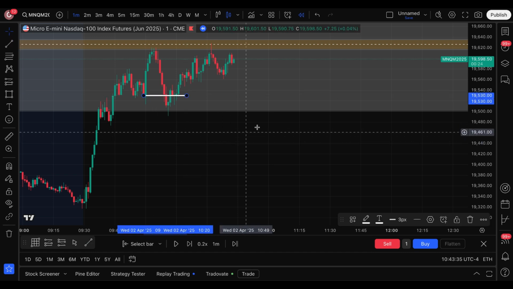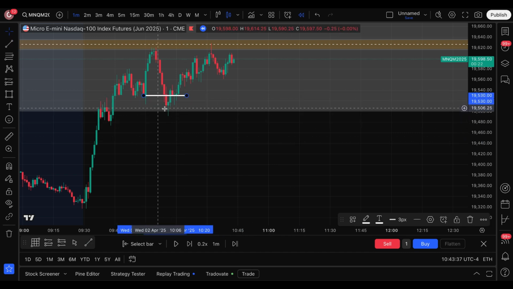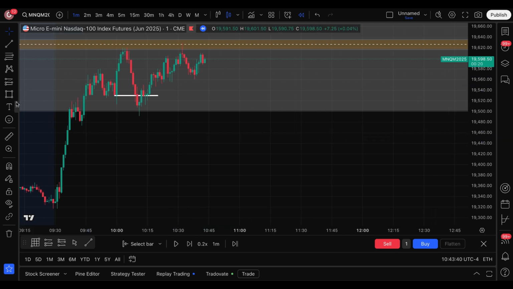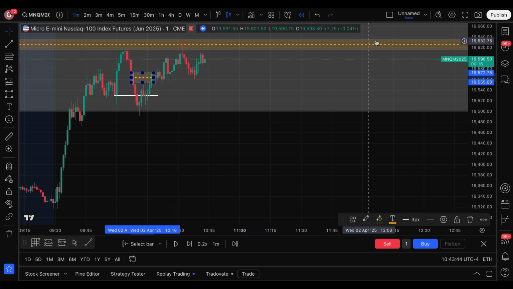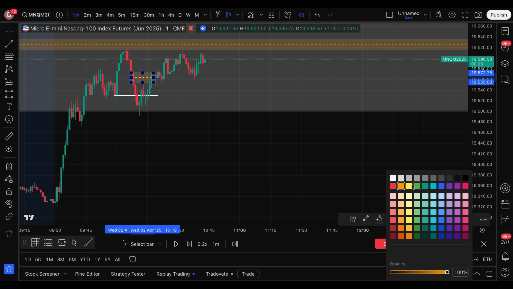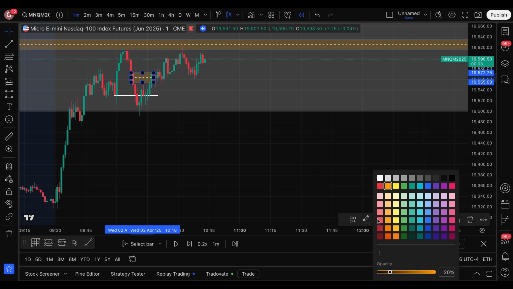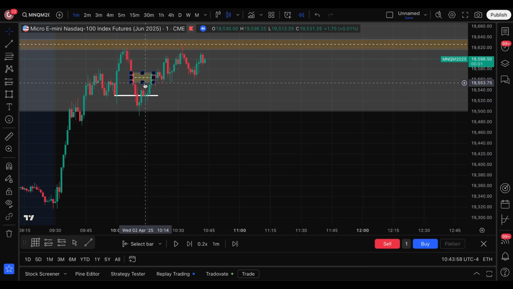Once you have that market structure shift, I was anticipating price to tap inside this fair value gap here, that 1 minute fair value gap, since we tapped into that 15 minutes and we have the market structure shift to the downside. Let me change that color for you guys. So right here, I was able to get in right here and put my stop above here.